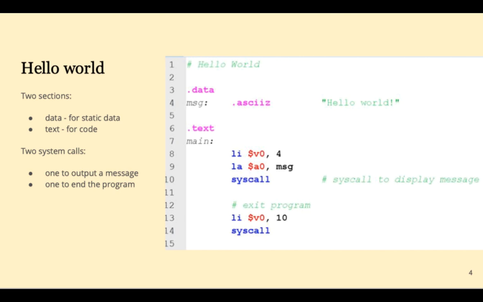The code section in this program just consists of two system calls, one to print hello world and one to end the program. A system call is necessary for a program to do something it doesn't have permission to do, such as write to the console, think printf in C, or return control to the operating system. Think of the last syscall as like return 0 in C.